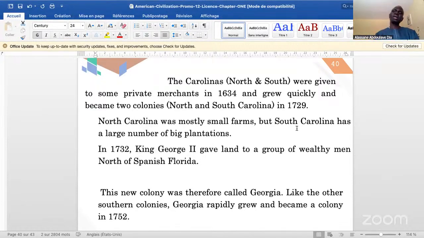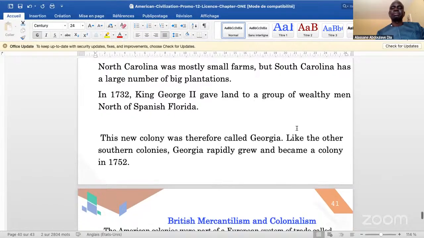So the Carolina, I told you there is North Carolina and South Carolina. They were given to some private merchants in 1634 and grew quickly and became new colonies. That's why you have North and South Carolina in 1729. North Carolina was mostly small farms, but South Carolina had a large number of big plantations.